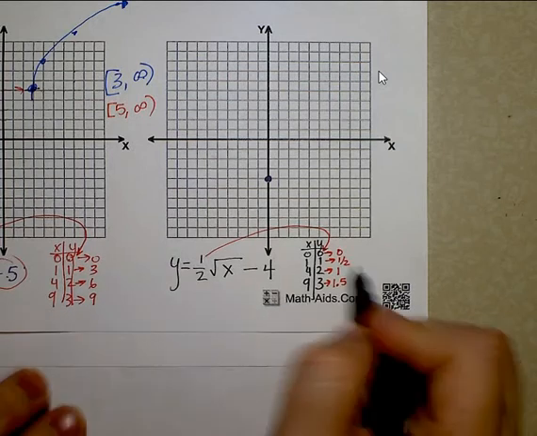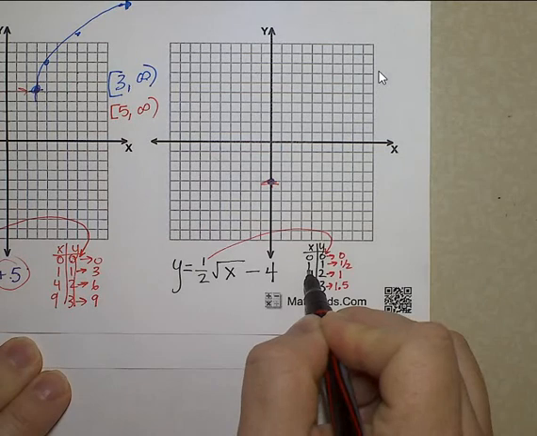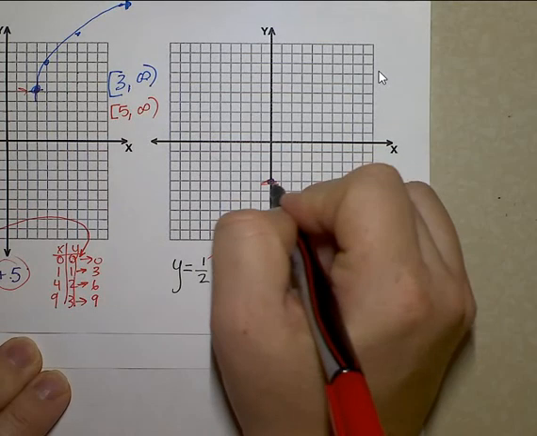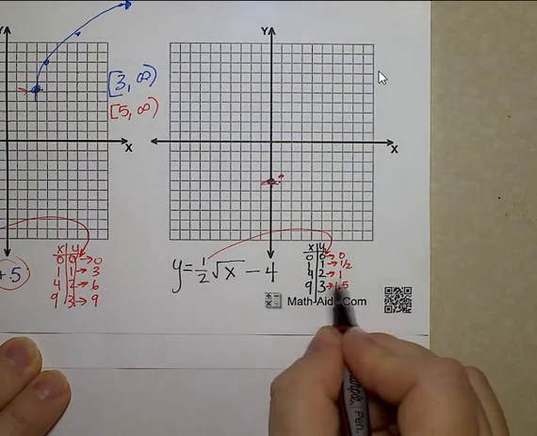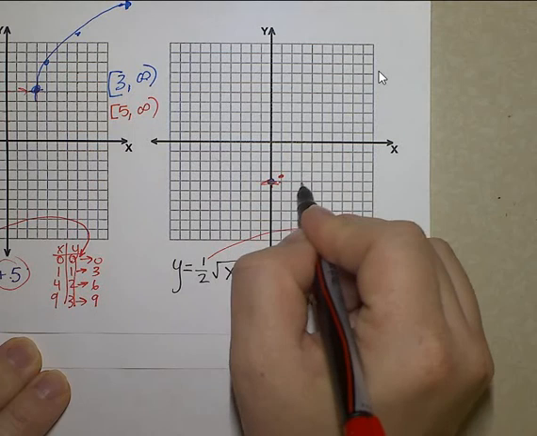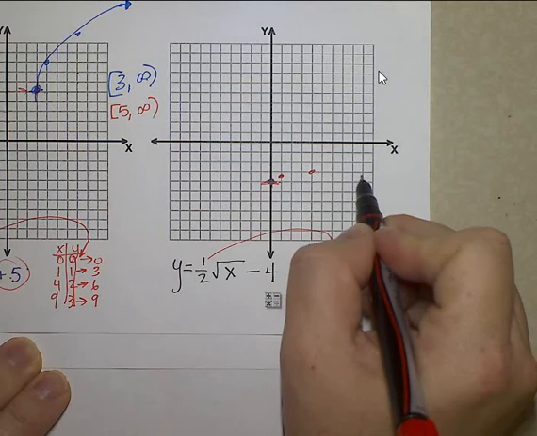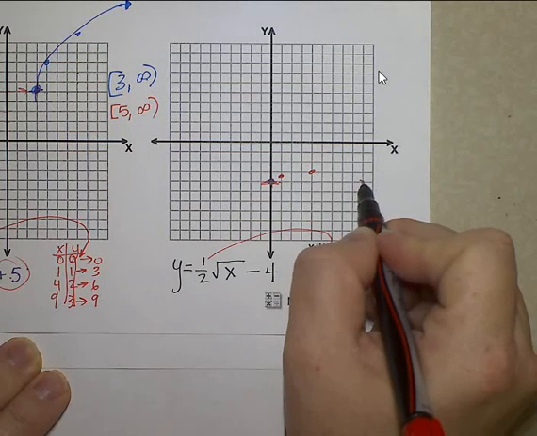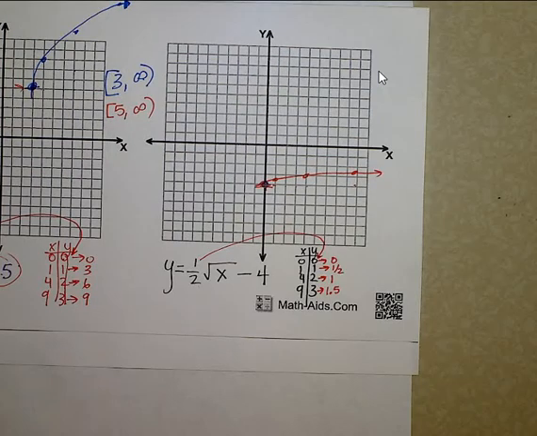Okay, so I have 0, 0. Here's my new origin. Then I go over 1 and up 1/2. And it's going to be over 1, up 1/2. You're going to be estimating here. Over 4, up 1. And over 9 and up 1/2. 1.5, up 1.5. So we can see that this is definitely a lot flatter. We're going to use the word compressed, okay?